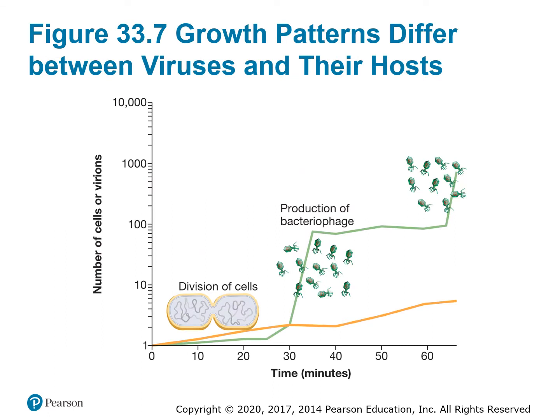Typically, this type of growth has a stepladder pattern to it, where the division of the cells may be linear. However, the production of these phages in this case is almost exponential.